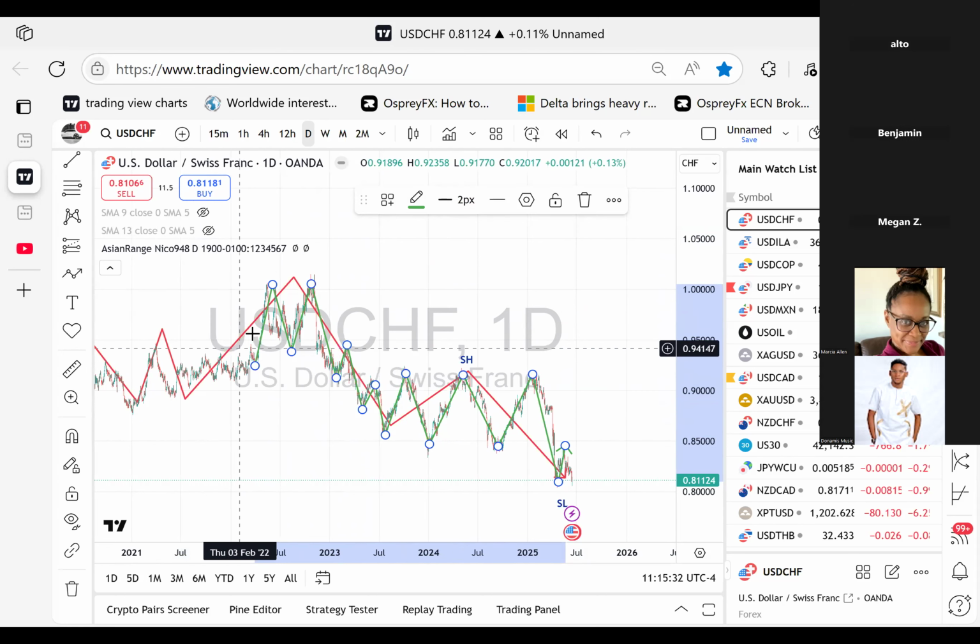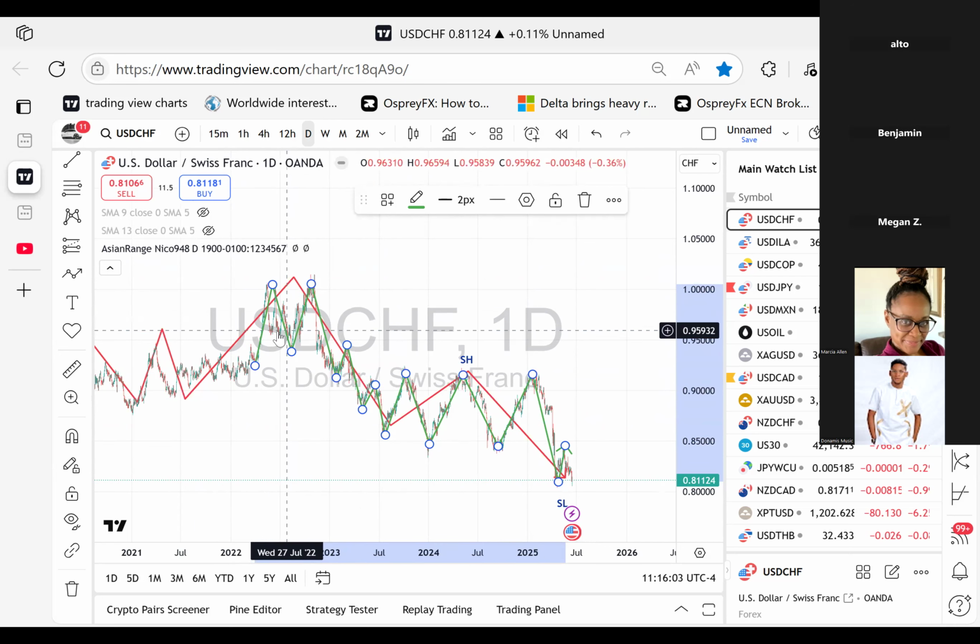This red line represents the weekly structure. The green line represents the daily structure. The higher time frame structure is always the structure that you want to respect. So in this case right here, when price went up and pulled down, right? And then it pulls back and sells down.